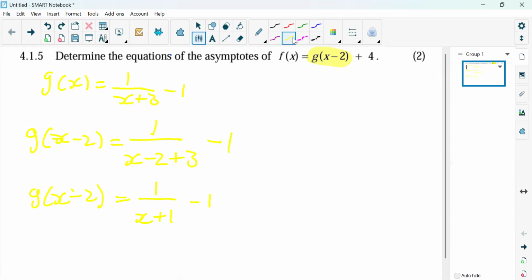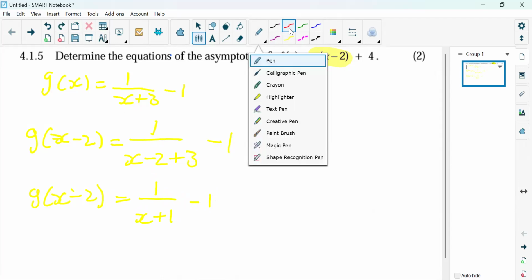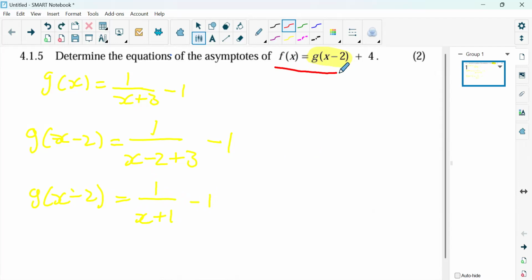Now we substitute. Remember, they said f of x is given as g of x minus 2, and now we know what g of x minus 2 is: it's 1 all over x plus 1, minus 1.